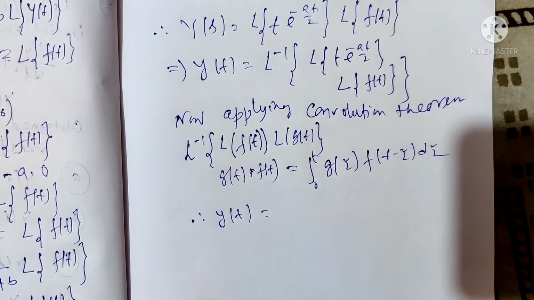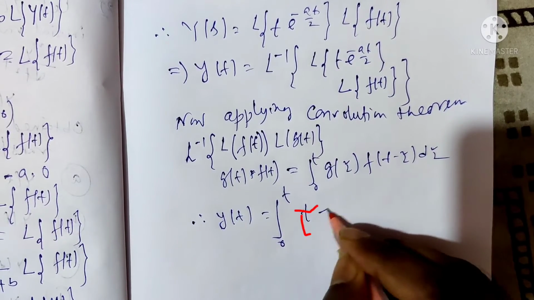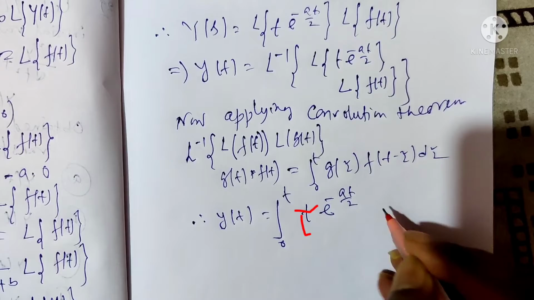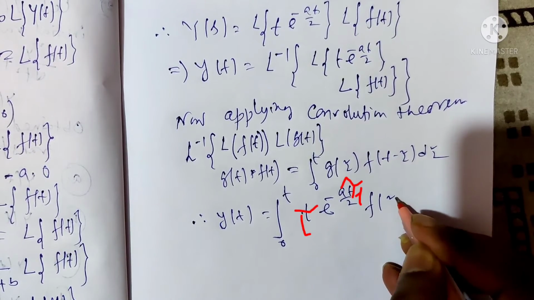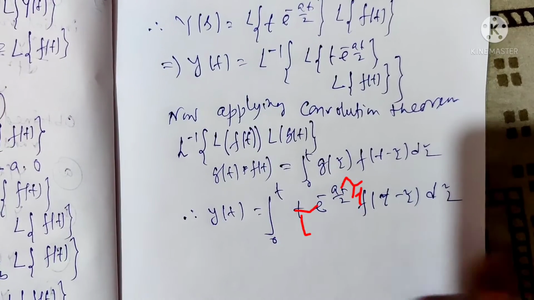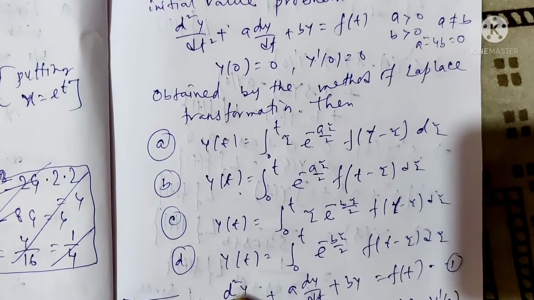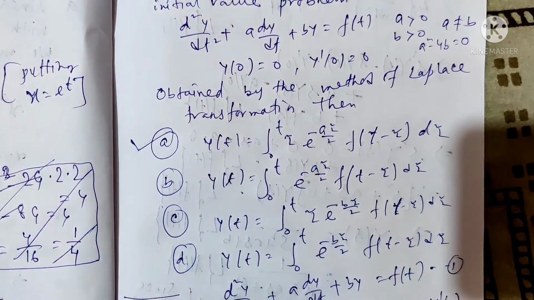Therefore y of t equals the integration from 0 to t of t into e to the power minus a t by 2 into f of t minus tau d tau. So this is the solution. Hence the answer is A.